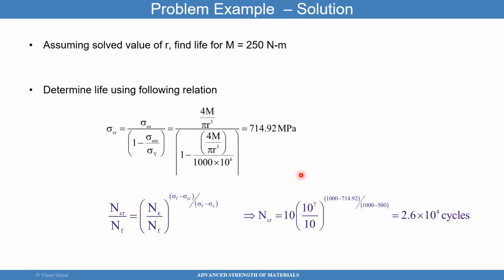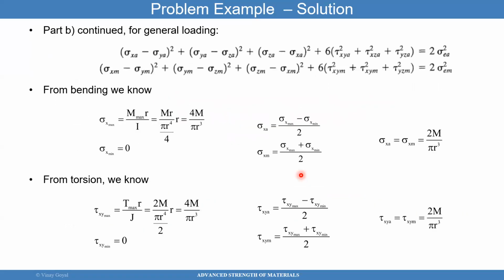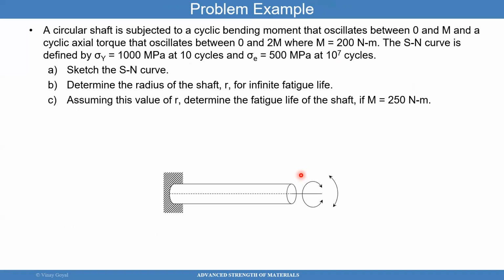And I have a few more examples here, I think. Yeah, I have this example, which I think is a good one. This example is a shaft that's subjected to a cyclic bending moment that oscillates between 0 and M, and a cyclic axial torque that oscillates between 0 and 2M, where M is provided to you as 200 newton meters. The SN curve is defined by a yield strength of 1,000 at 10 cycles, and the endurance limit.